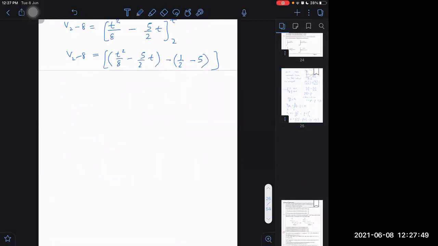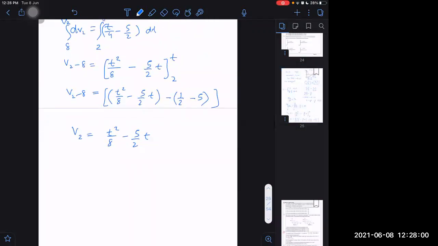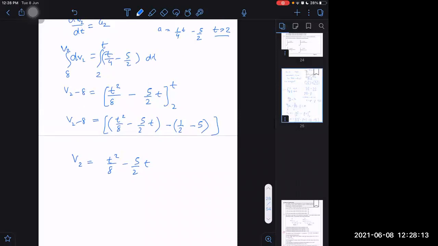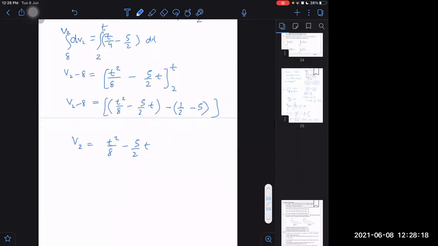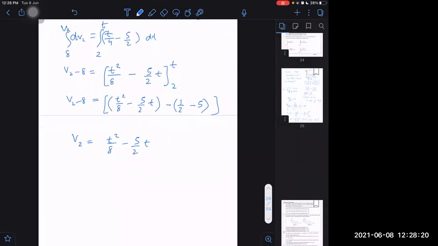Next, what is v2 then? v2 is equal to t square by 8 minus 5 by 2t. This minus 8 will go to that side. We get it as 1 by 2 minus 5. After adding everything, 25 by 2, that is v2.